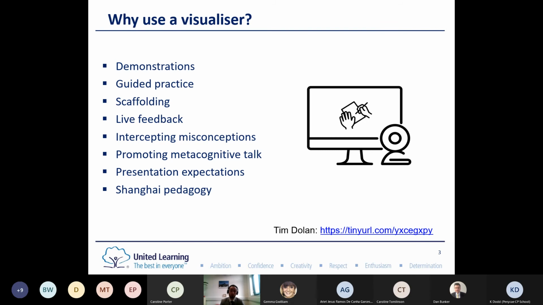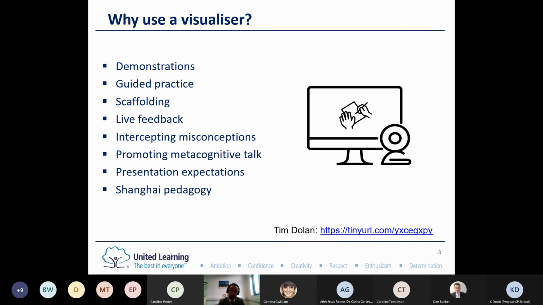You can also use it for those fundamental things like presentation expectations. Actually, this is what we expect your work to look like. This is what a good example of work should look like, and showing a student's piece of work is, I think, perhaps more powerful than showing a pre-prepared example, although there is a place for pre-prepared examples too.